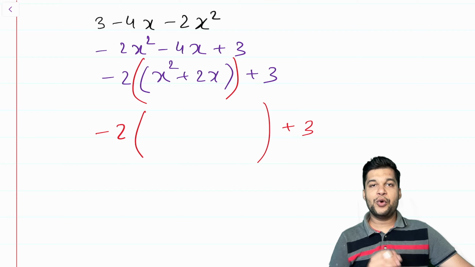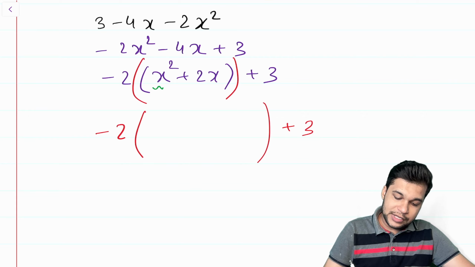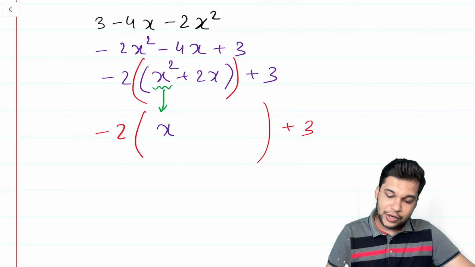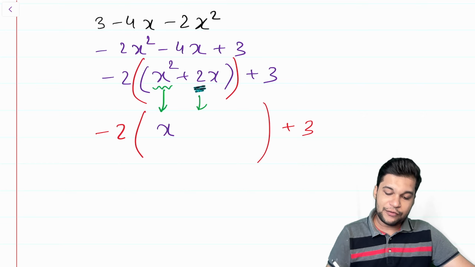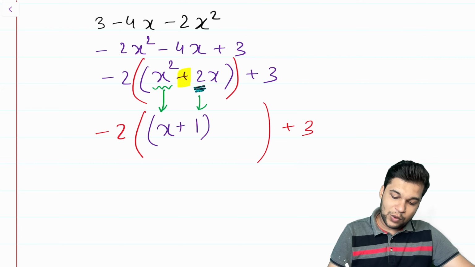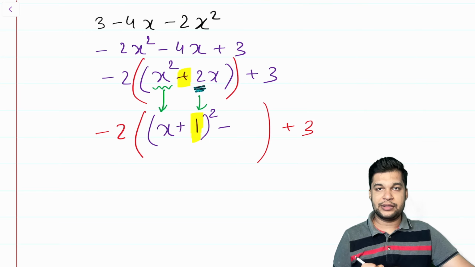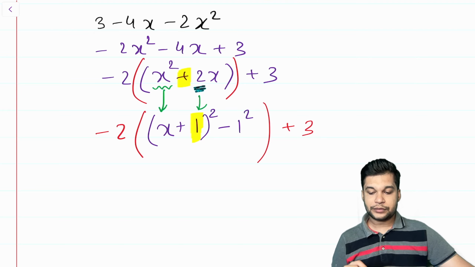Okay, so now I'm going to make some changes in the red bracket. What is the square root of x square, guys? The square root of x square is x. What is the coefficient of x, guys? The coefficient of x is 2, right? And what is half of 2? Half of 2 is 1. And then what is the sign between? The sign between is positive. So it becomes x plus 1 whole square minus, you always subtract the square of the highlighted number. So I subtract that.